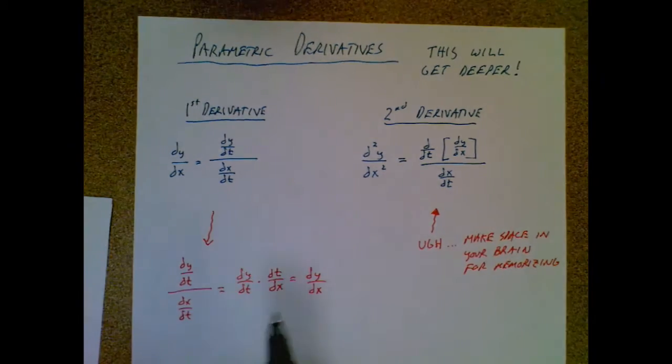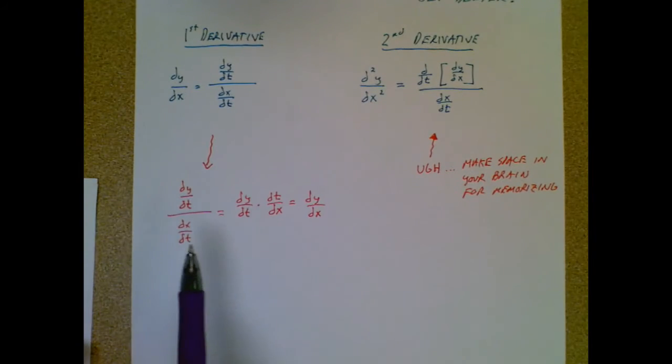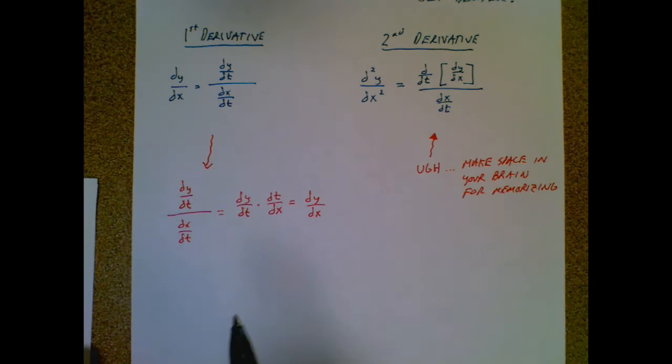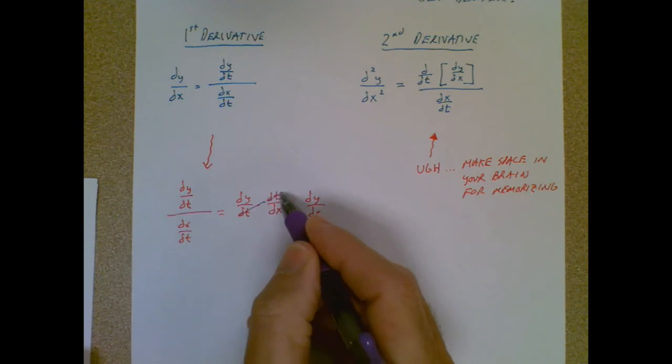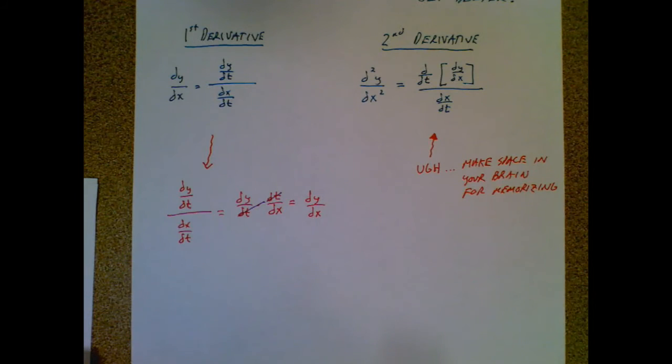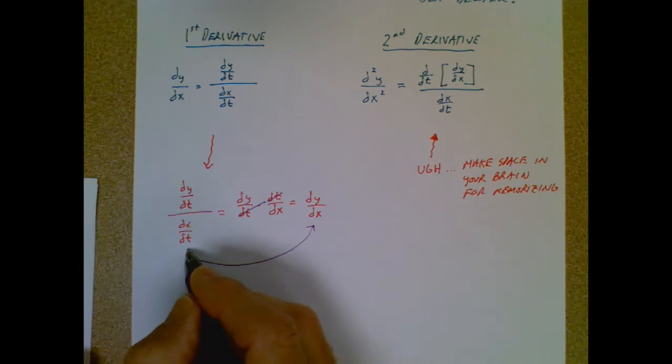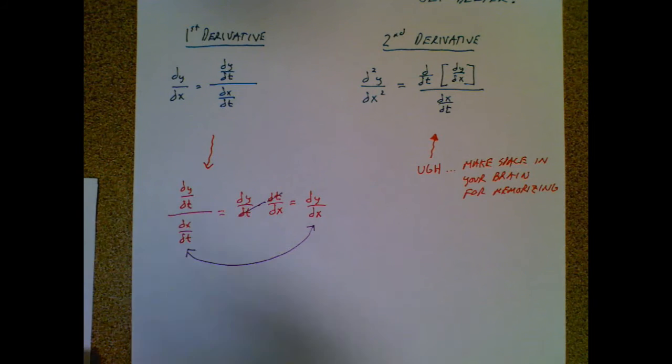But check this out, just for a little informal proof. Here is the derivative, dy/dt over dx/dt. But of course, if I divide by a fraction, I get to multiply by its reciprocal. And when I do, the dt's cancel and I'm left with the dy/dx. So that's just a little nifty way to show you that that derivative is not voodoo, it's the real thing. So anyway, why don't we do one example of each and then call it good enough.